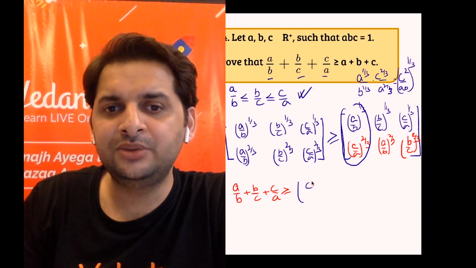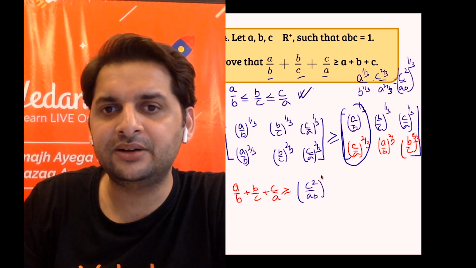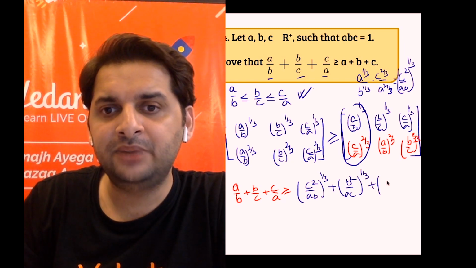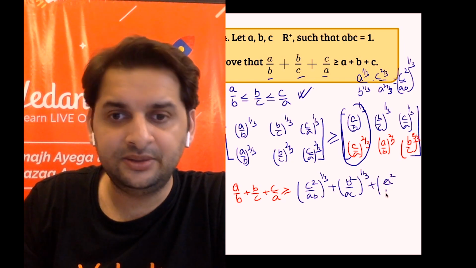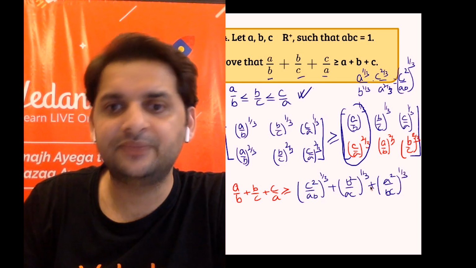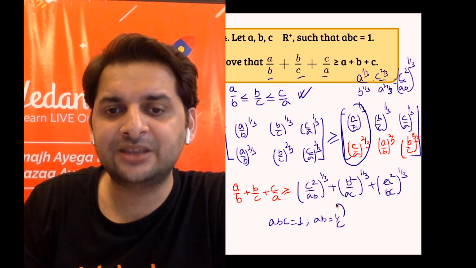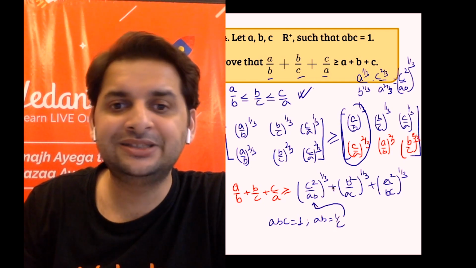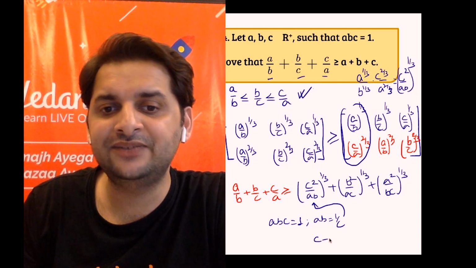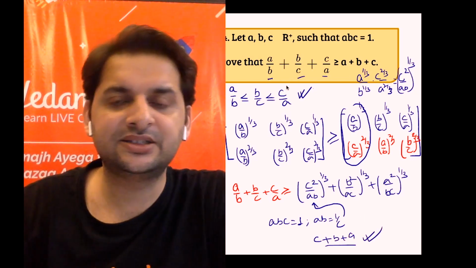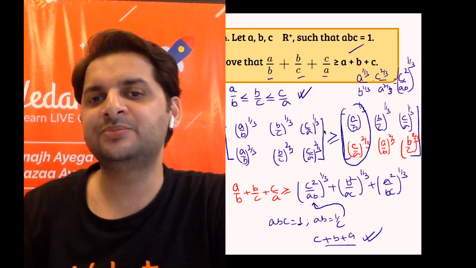So this would come out to be (C²/AB)^(1/3) + (B²/AC)^(1/3) + (A²/BC)^(1/3). And we know that ABC is 1, and hence AB is 1/C, and if I substitute this over here, it will be (C³)^(1/3), so I will get C from here, B from here and A from here, which gives us the right hand side, and hence proved.